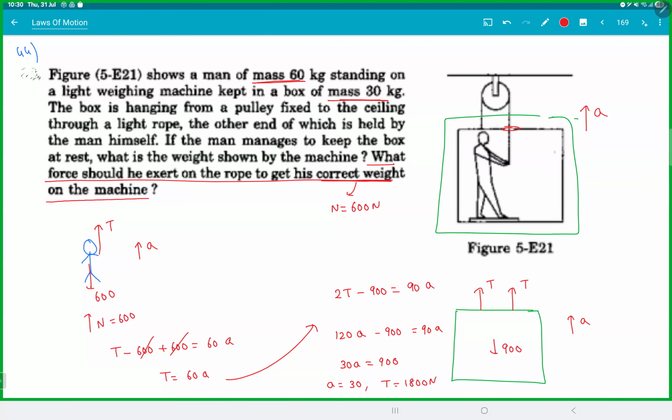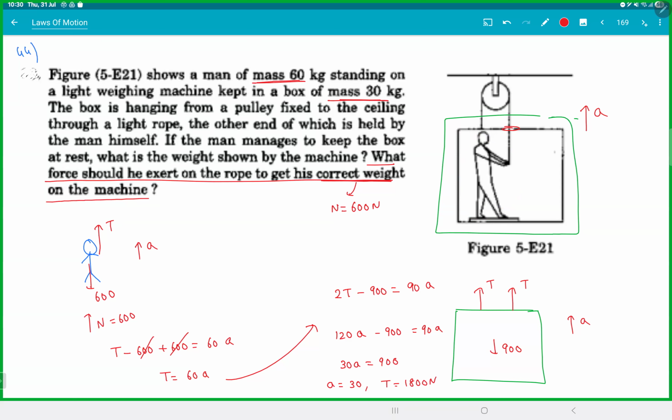Clear with this? So I can always take the box and the man as one system. From there, I can figure out one equation and then take the man's FBD. Remember, you should always take the man's FBD separately, because if you don't, you can never write the normal reaction on the man. And if you can't write that normal reaction, you won't get the reading of the weighing scale. Are the steps clear, everyone? It's an easy one, but a decent problem. It's a good one. I liked it, so I took it.